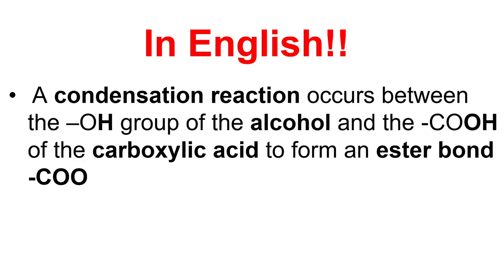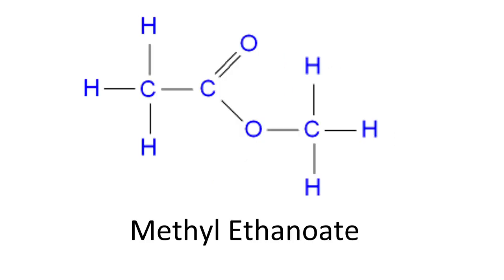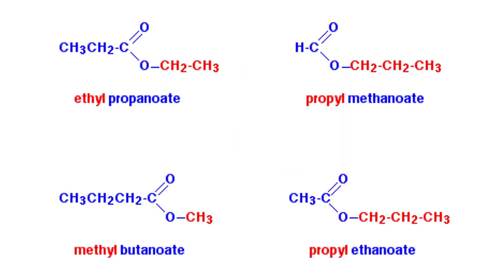In English, a condensation reaction, that means the removal of water, occurs between the OH group of the alcohol and the COOH of the carboxylic acid to form an ester bond. That's if they ask you to describe what happens in your exam. As I said, the right-hand part comes from the alcohol, the left-hand part comes from the carboxylic acid. Here's methyl ethanoate, butyl ethanoate, and here are some others as well.